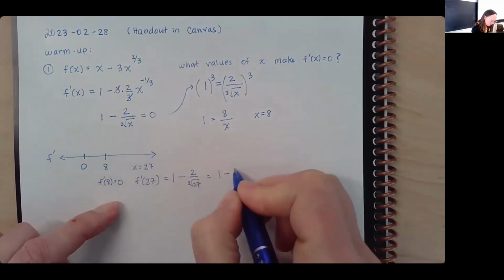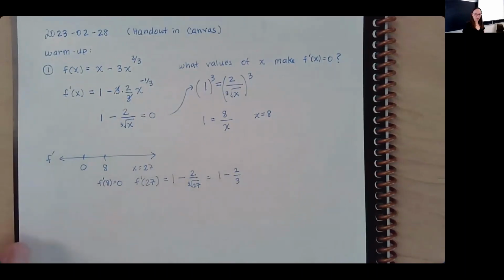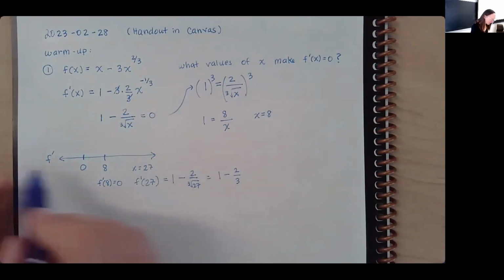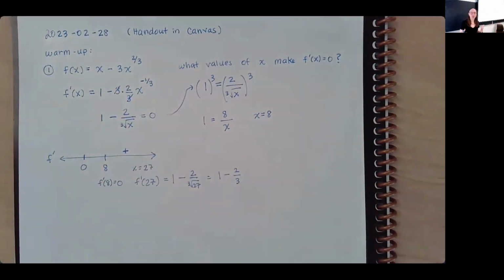that's 1 minus 2/3. Is that a positive number or a negative number? It is positive because 2/3 is less than 1. So I know that my derivative is positive over here. And since my derivative is telling me about the slope of the graph, if my derivative is positive, it means that as I go from left to right, my graph is going up.